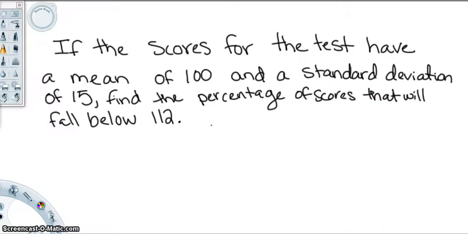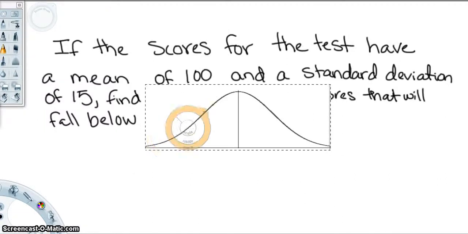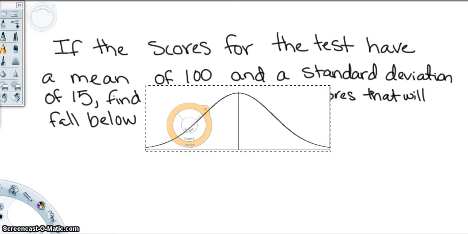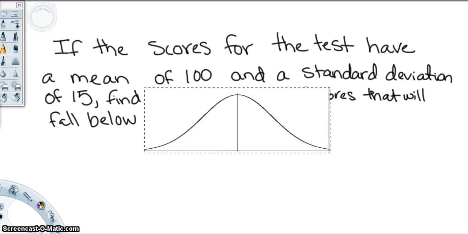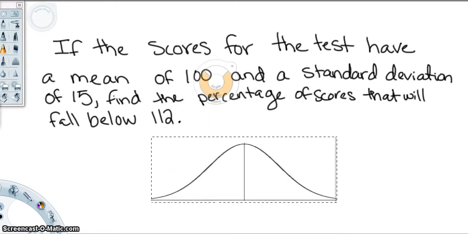So in this problem, we have: if the scores for the test have a mean of 100 and a standard deviation of 15, find the percentage of scores that will fall below 112. First thing we need to do is draw our graph of the normal distribution. And we're going to plot on here what we have. We know our mean is 100. So this line here must be 100.